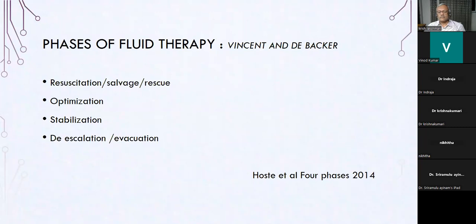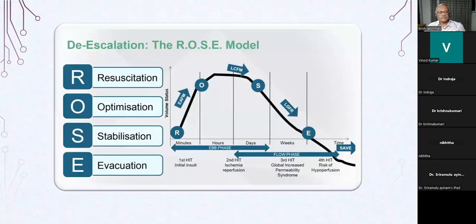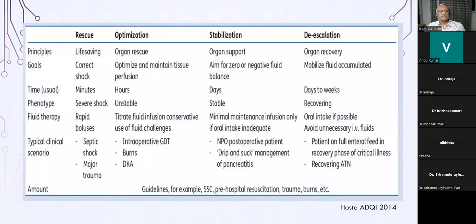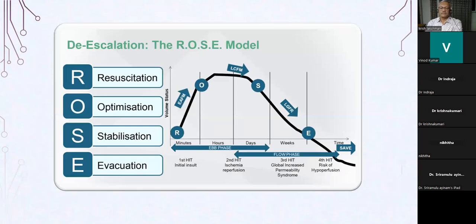Vincent and De Backer have divided fluid therapy into 4 phases, which include resuscitation, optimization, stabilization, and evacuation. So this is called the ROSE model. Resuscitation is the first step of fluid therapy, in which rapid fluid boluses are given in order to save the life of the patient, which we generally see in septic shock or major trauma. It occurs within a few minutes.